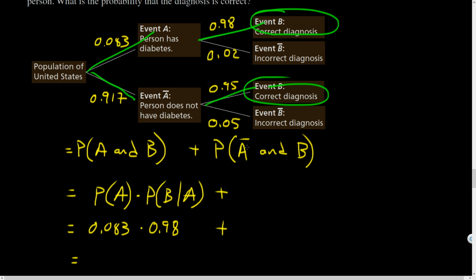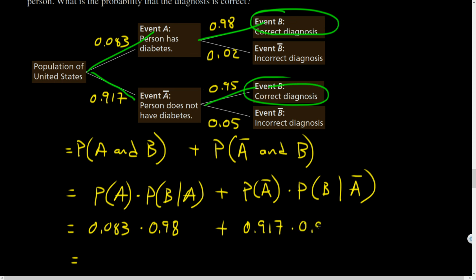And there's no overlap. I don't have to subtract the overlap because there's no person that both has it and does not have it at the same time. And so what's this? This is going to be the probability of not A, which is 0.917. And I'm going to multiply by the probability of B given not A happened. How often did people without diabetes get correctly diagnosed? That was the 0.95 scenario.